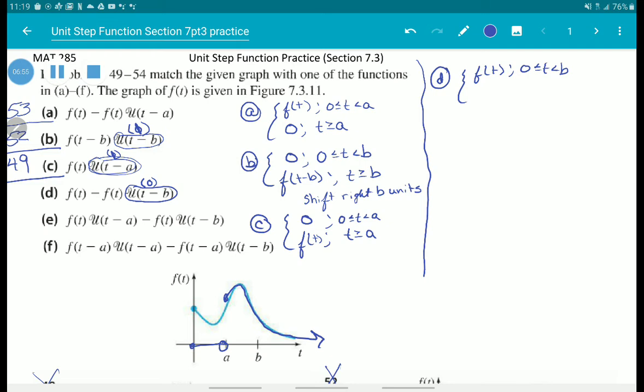But then once we hit B, this is going to flip on, and that unit step is going to take on a value of 1. So then we're going to have f of t minus f of t, which would be a 0. So we could rewrite D in terms of this piecewise function. Now let's look at E.